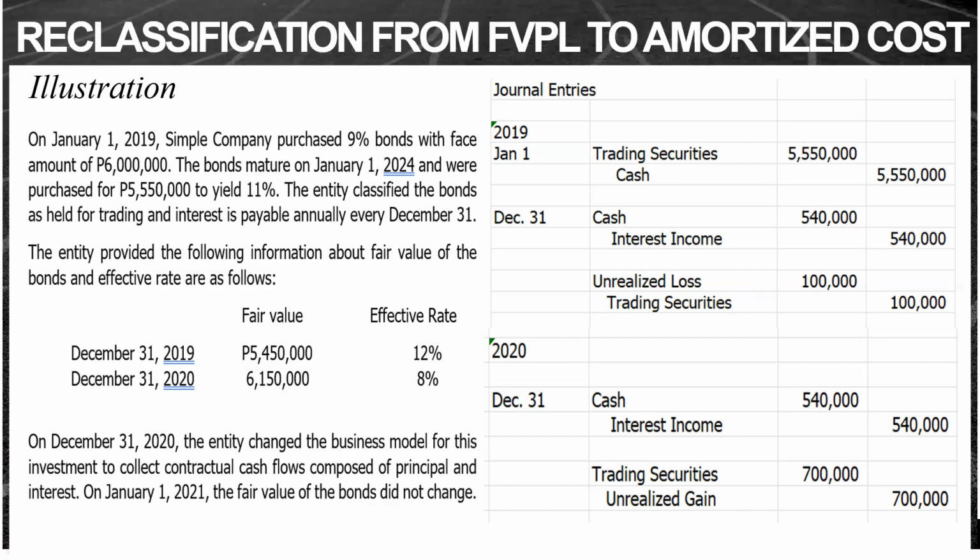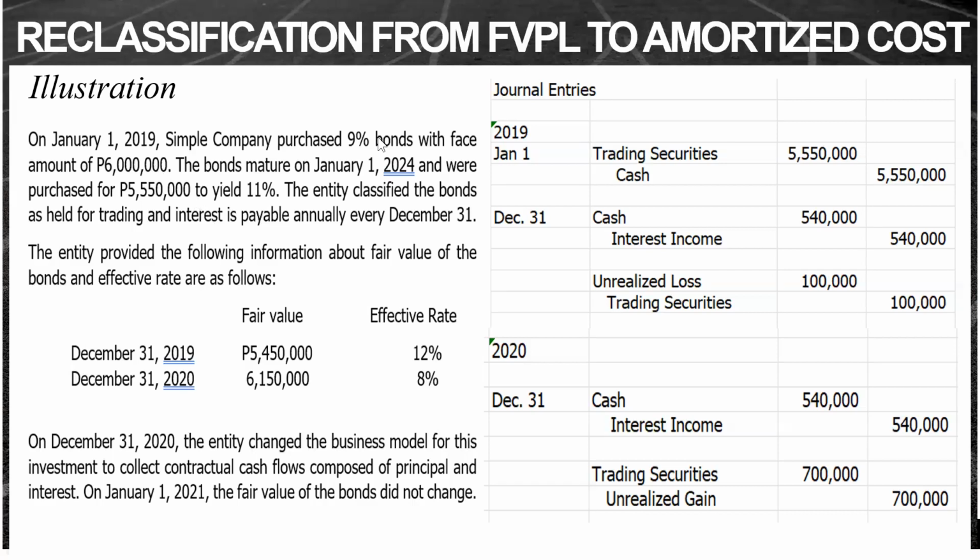So ibig sabihin, we are going to debit our trading securities at 5,550,000 and we credit cash for 5,550,000. So after that, of course, the next important date will be the date of payment ng interest, or interest payment date. So that will be on December 31. So that is 6 million times 9%. So we receive cash of 540,000 and we credit interest income at 540,000.